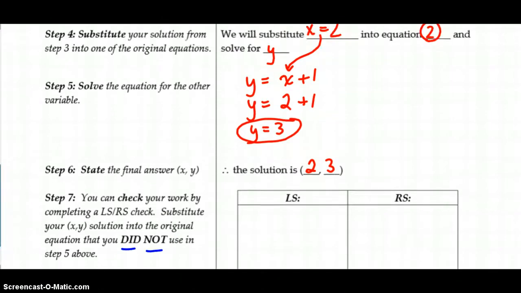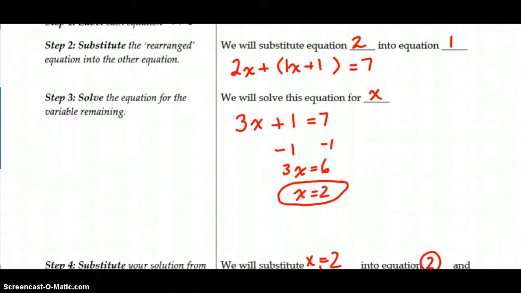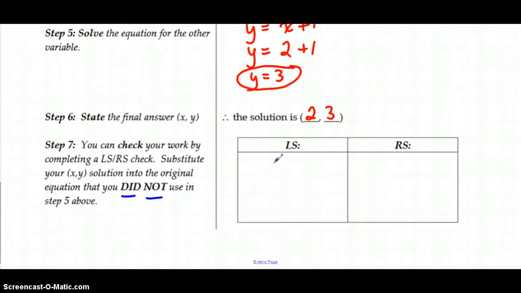For my check, I'm going to scroll back up here. I can't use this equation because I've already used it. I have to use this first one. So 2x plus y equals 7. So to set up my check, 2x plus y is on the left-hand side. 7 is on the right-hand side of my equation.